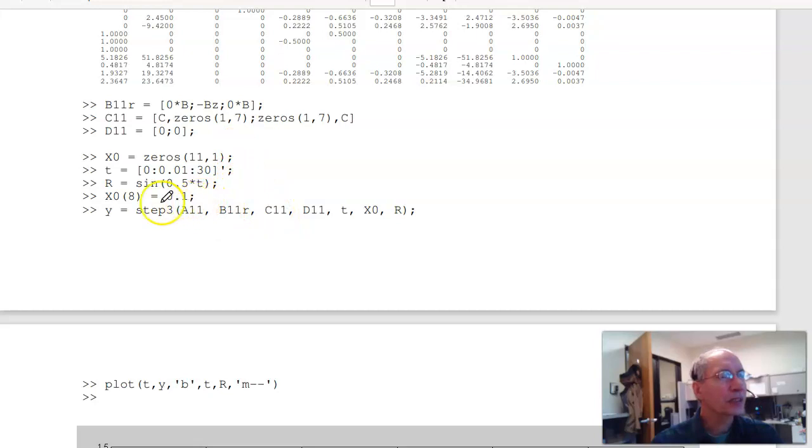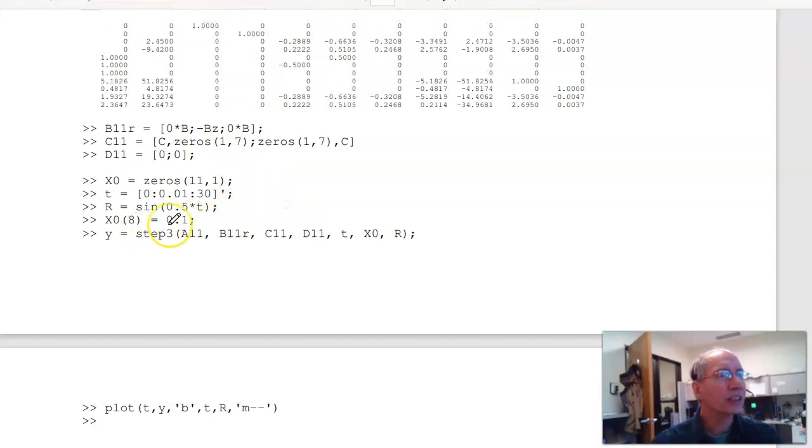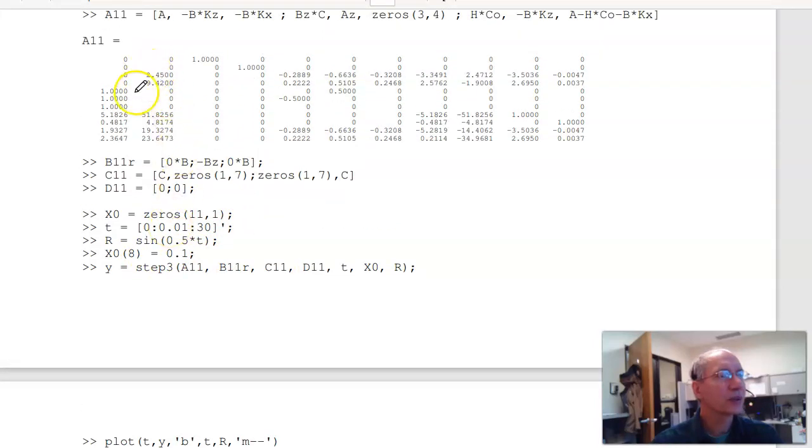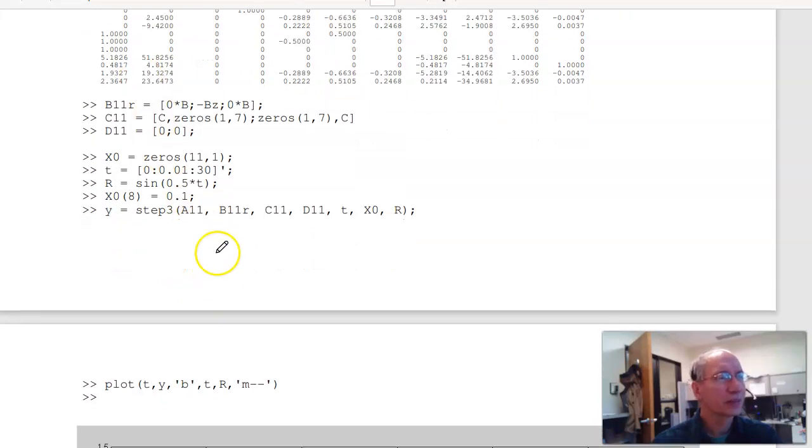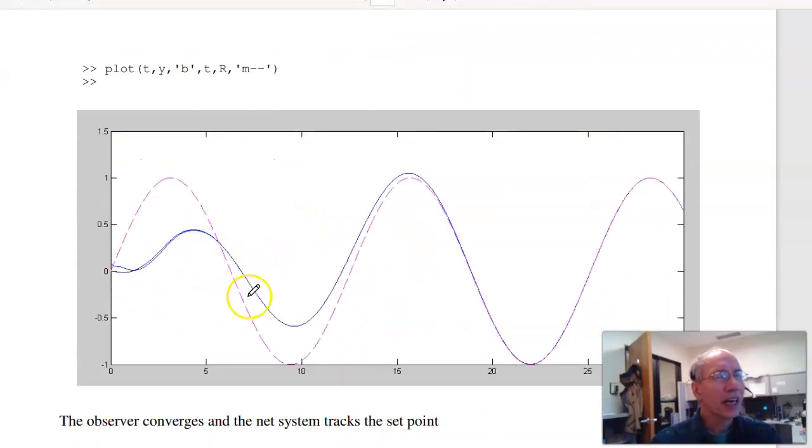Take the step response when the 8th state, which is what? 1, 2, 3, 4, 5, 6, 7, 8. Whatever that is. Slight difference in the 8th state. Take the step response, and the linear system looks good. Here you see the observer is tracking. It converges and tracks. Here's my set point, and the system eventually tracks the set point. That's just using position and angle.